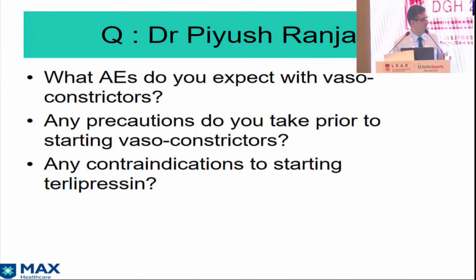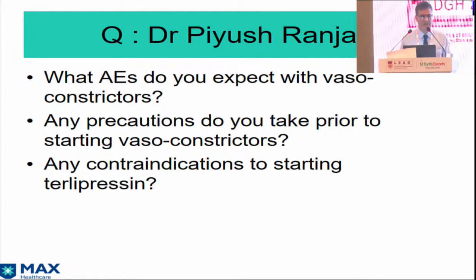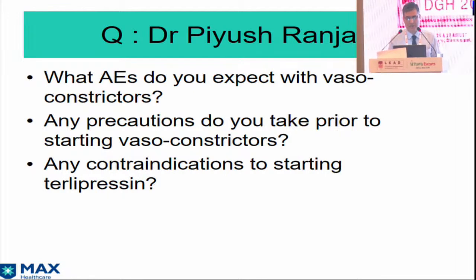So Dr. Ranjan, I think it's a very important issue. I think something which we ignore a lot. What about the adverse events? You keep on giving them vasoconstrictor. You don't remove their bed sheet, and after 4 days you realize that they've got rashes all over their legs and abdomen. And what adverse events do you expect with vasoconstrictors? And what are the precautions you take before starting?